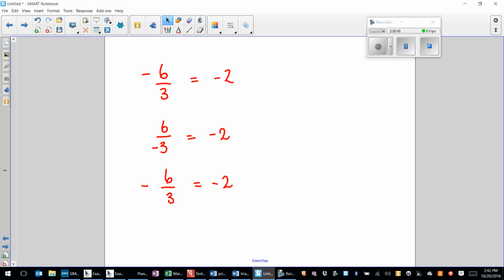So, for instance, if I wanted to write negative 1/3, and someone said to me, where's the negative, on the 1 or the 3? I would answer, it doesn't matter. Because negative 1 divided by 3 or 1 divided by negative 3, it's all the same.